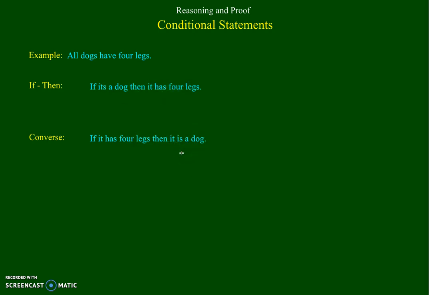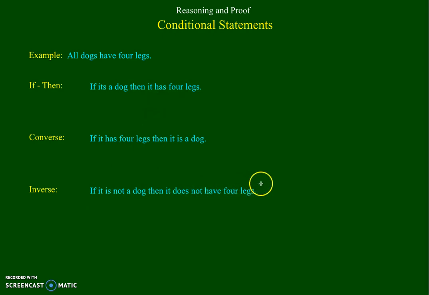All right, now try inverse. Pause the video. Okay. The inverse should be, take the negative of these statements. If it's not a dog, then it does not have 4 legs.